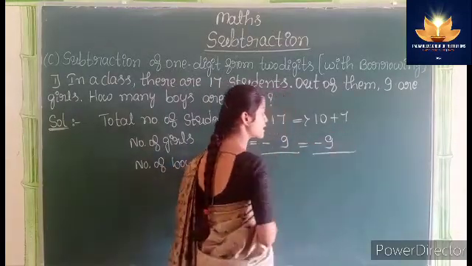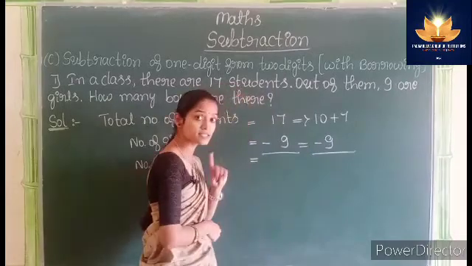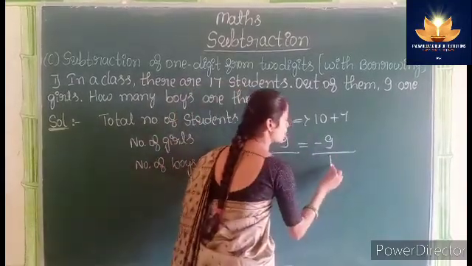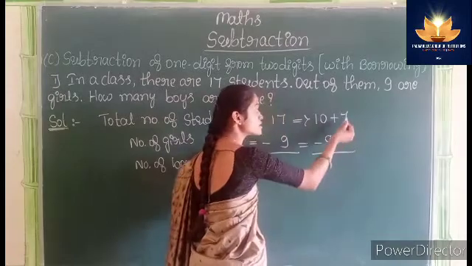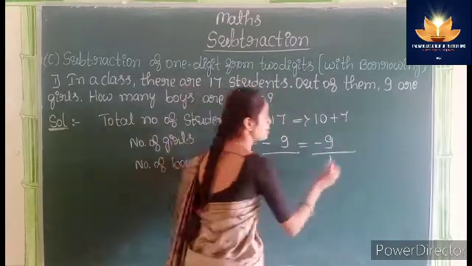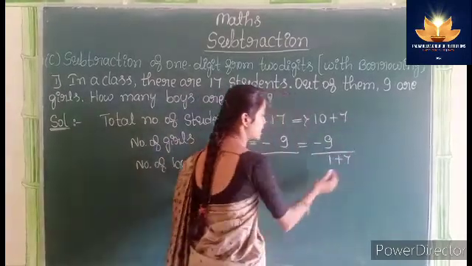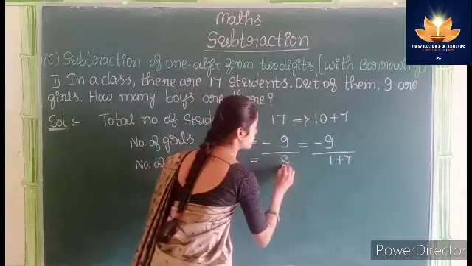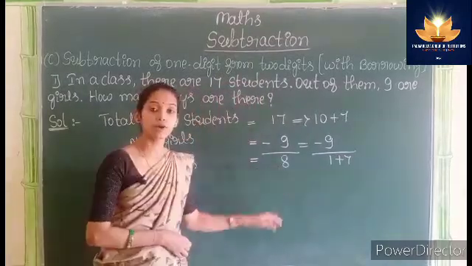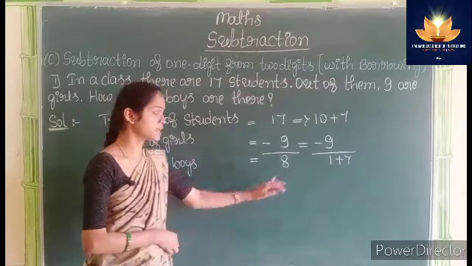10 minus 9, how much? That is 1. And this 1 should be added to the 7 which is in the 1's place. 1 plus 7, we get 8. The number of boys in that class is 8.